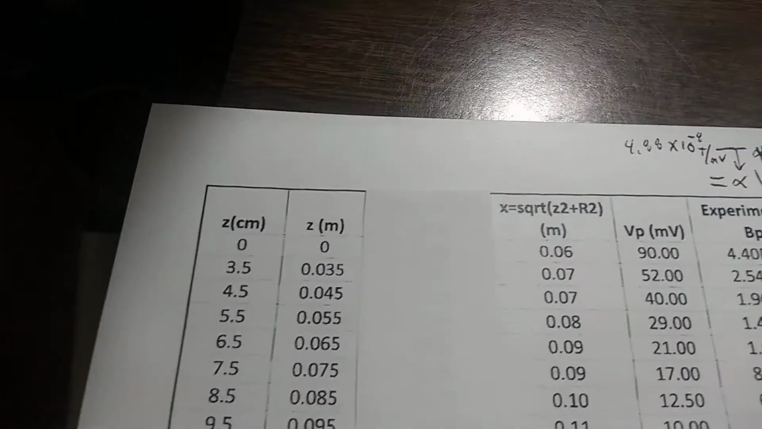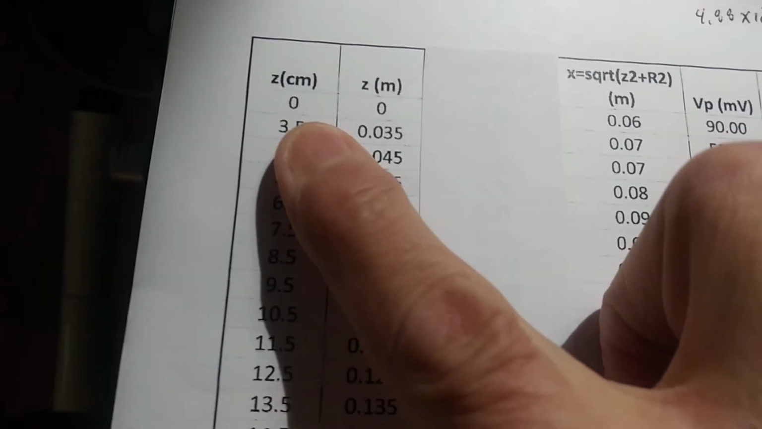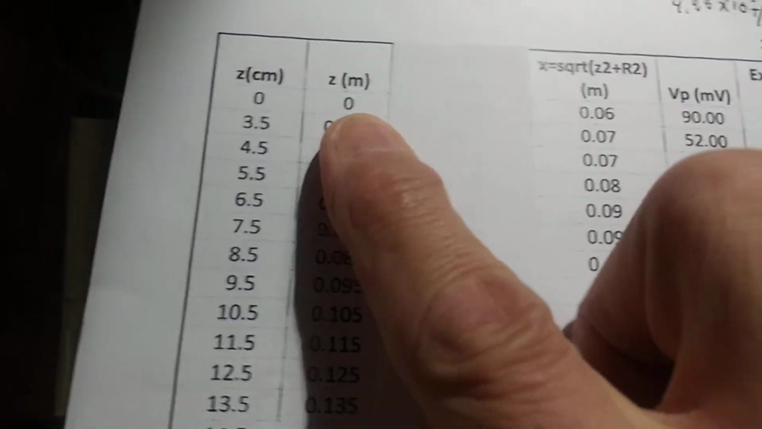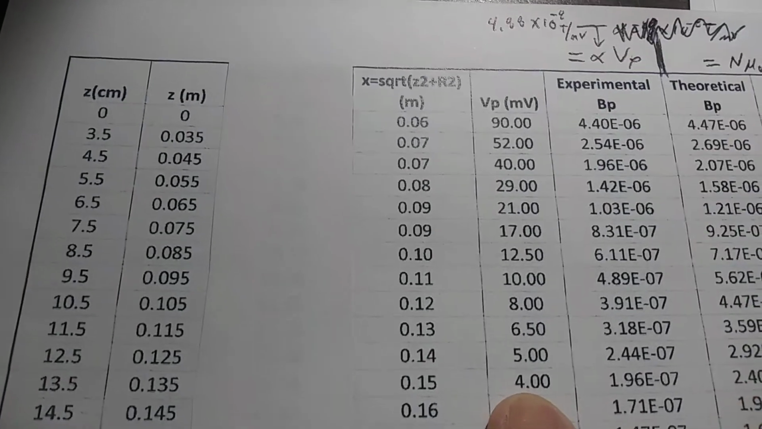I have provided you with this data on Blackboard. This is the data sheet that has the voltages that we measured from the pickup coil as a function of distance in centimeters from the center of the coil. I've tabulated this in a spreadsheet here. The headings are Z in centimeters, Z in meters, and then the millivolts tabulated here.